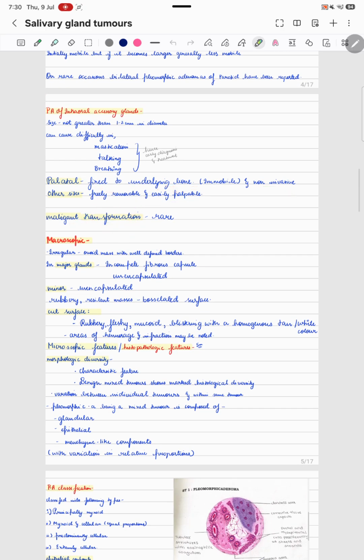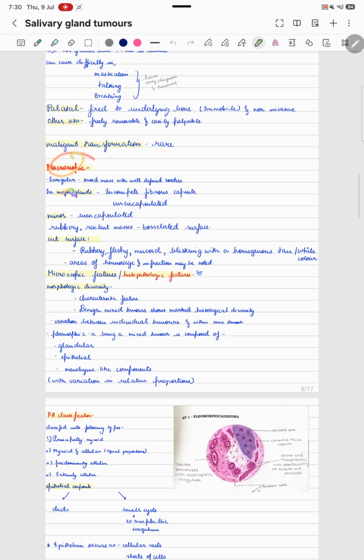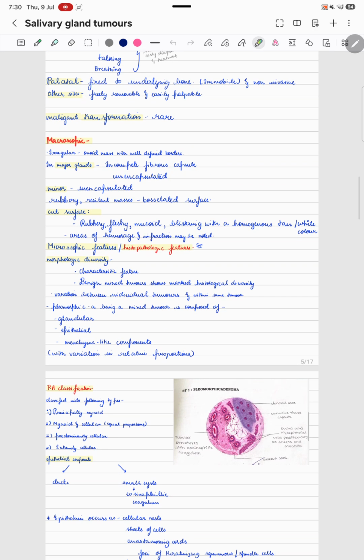Malignant transformation is rare in these minor salivary glands. Macroscopically, it is an irregular ovoid mass with well-defined borders. In major glands, there is an incomplete fibrous capsule, and sometimes it is unencapsulated. Minor glands are also unencapsulated but rubbery and resilient, and they have a bosselated surface.